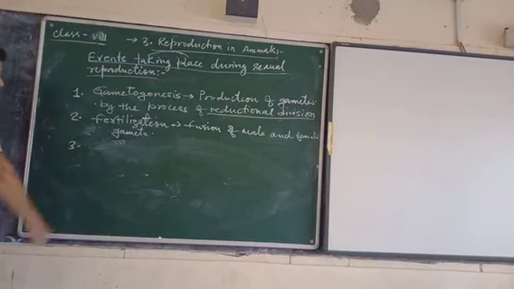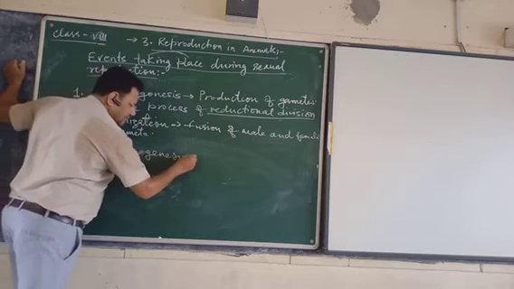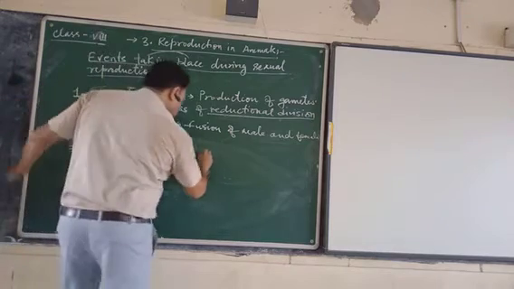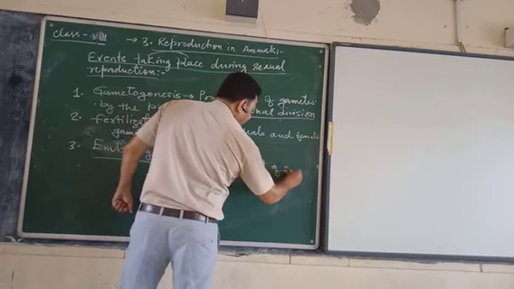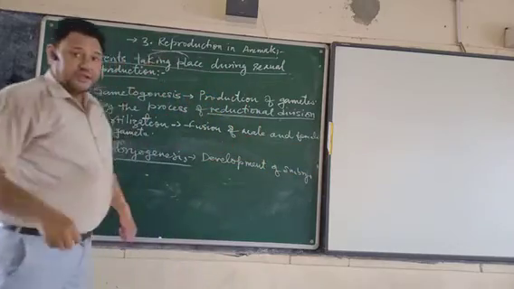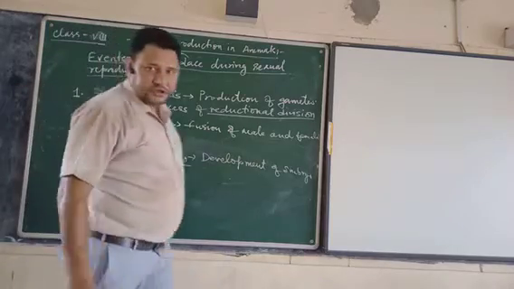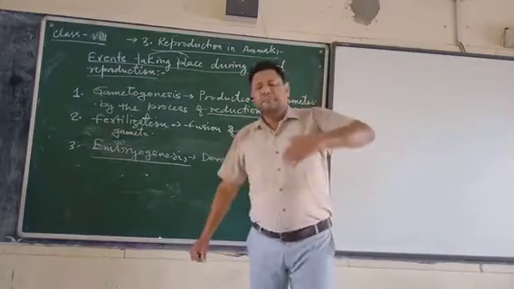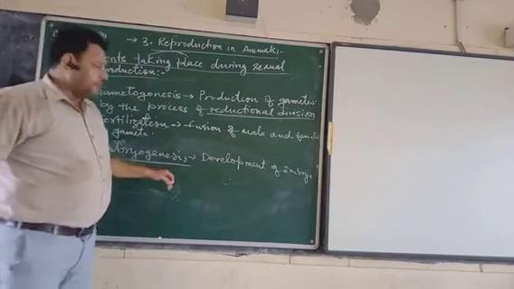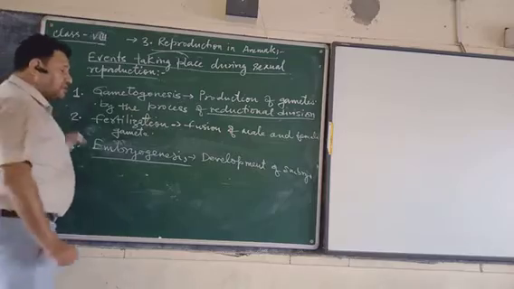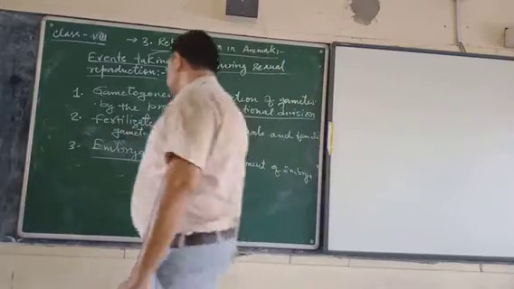Then the third step will be embryogenesis, meaning development of the embryo. I told you initially, when the male and female gametes fuse with each other, they form a zygote, and this zygote undergoes many divisions and forms an embryo. So embryogenesis is the process in which we discuss the development of the embryo.